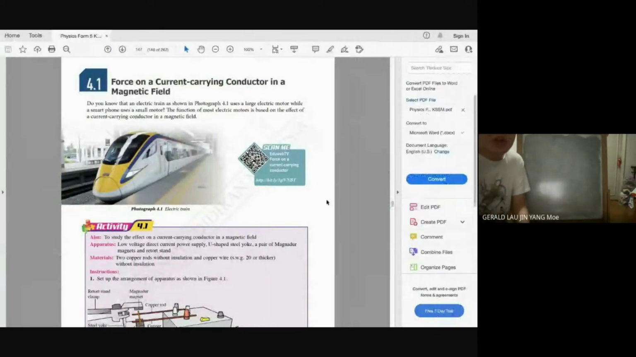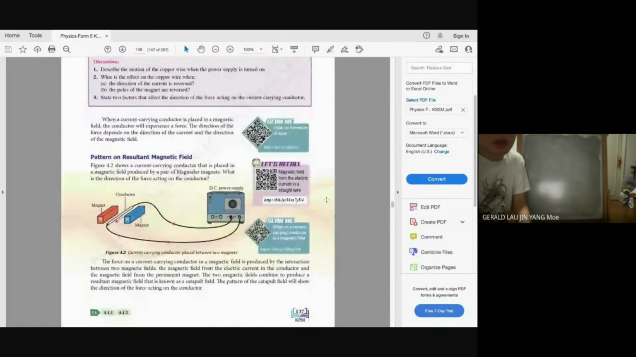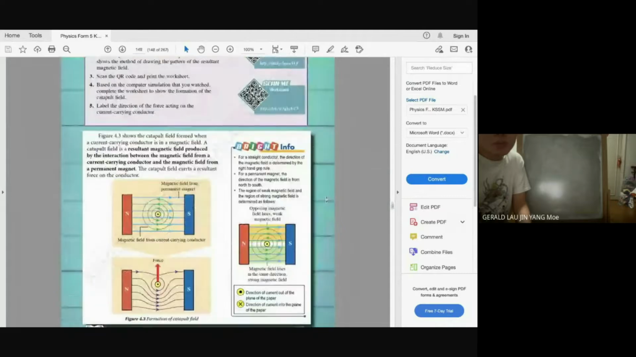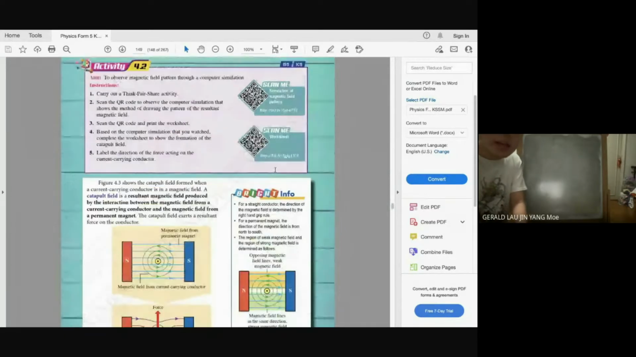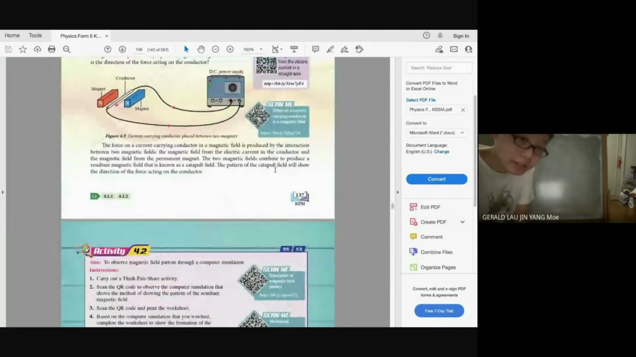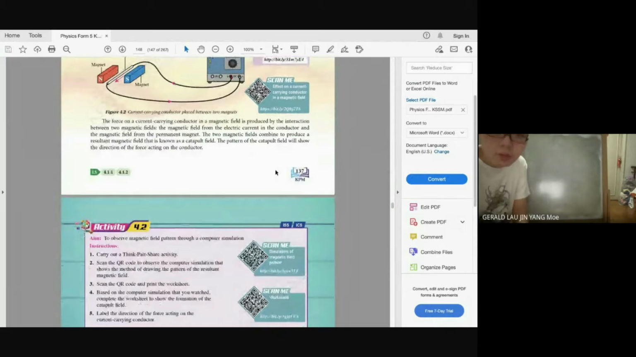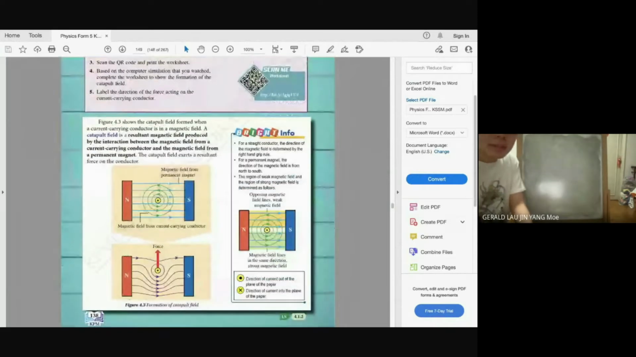Okay, so force on a current carrying conductor in the magnetic field. Basically we discovered that when there's a current passing through a conductor like a wire or metal, there will be a magnetic field. Okay, how do you determine the direction of the magnetic field? You use the right hand grip rule, your right hand. Okay, right hand grip rule.